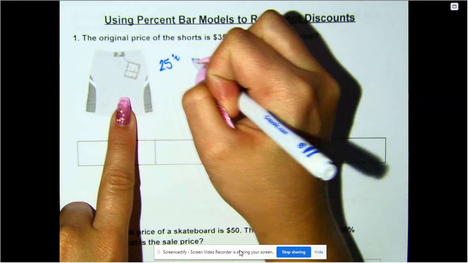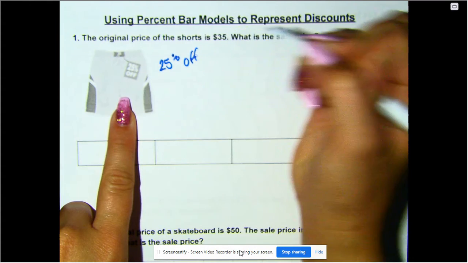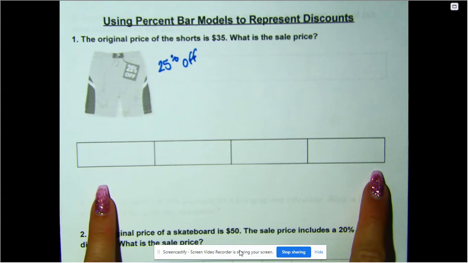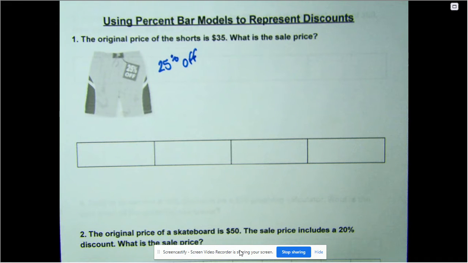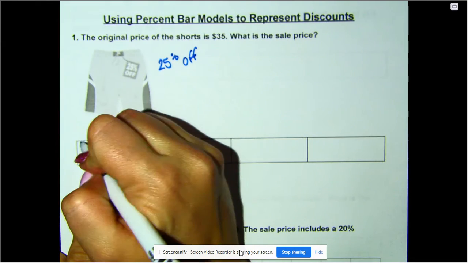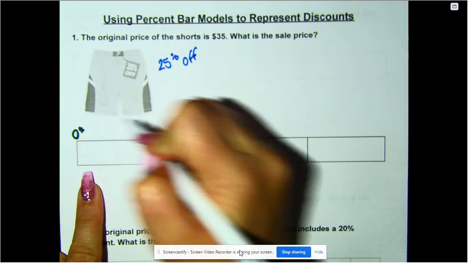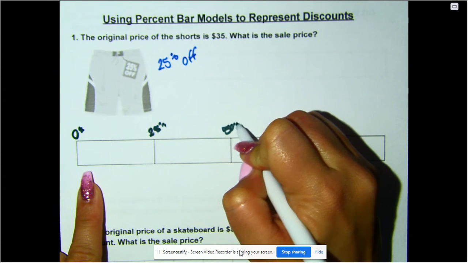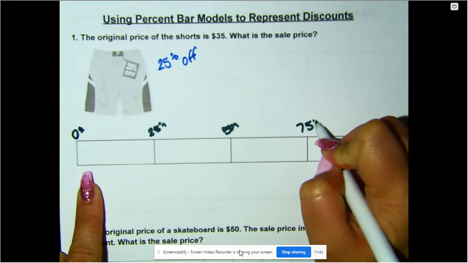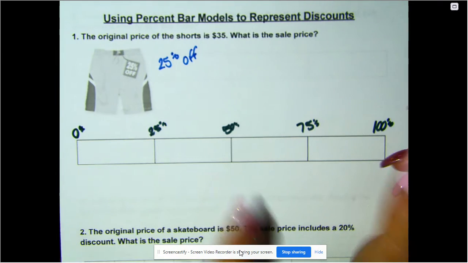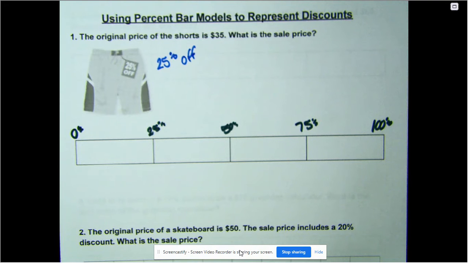I'm going to get 25% off of $35. So we're going to use our percent bar like we did in the 6th grade standard. I'm first going to split it up into 4 sections because it was 25% off. So my percents would be 0%, 25%, 50%, 75%, and then 100%.